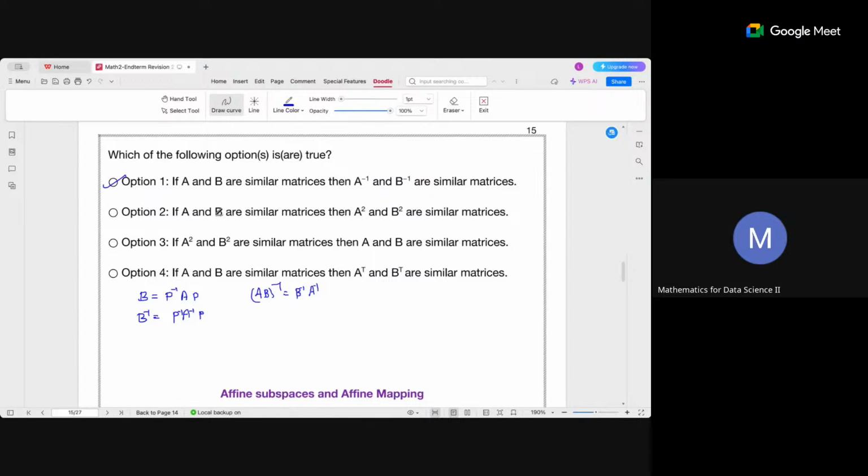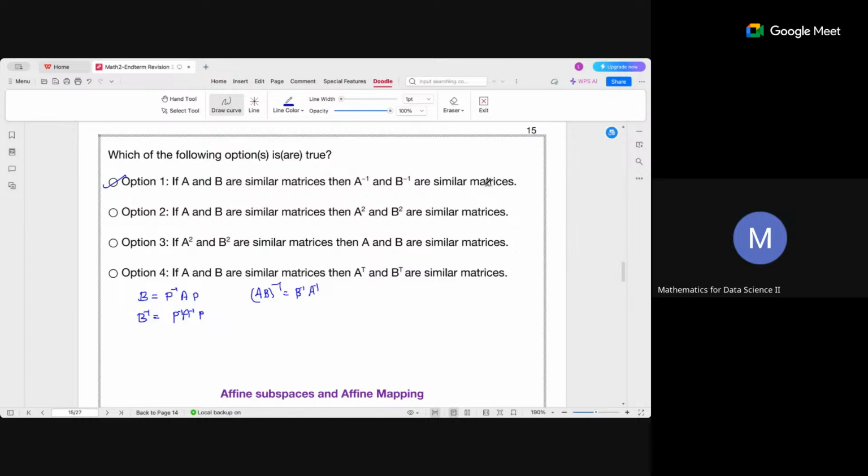Okay. What about option 2? If A and B are similar, then A square and B square are similar. Similarity implies equivalence, but if A and B are equivalent, then A inverse and B inverse need not be equivalent. That need not be true.